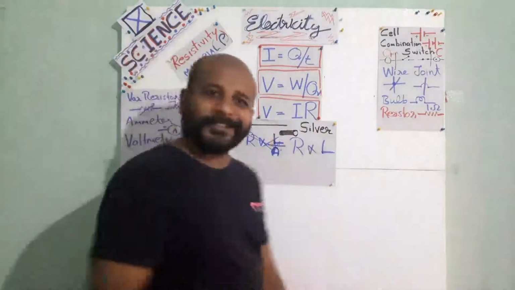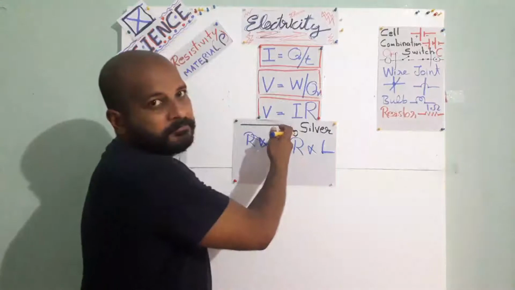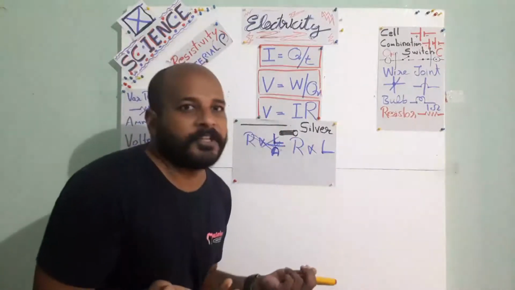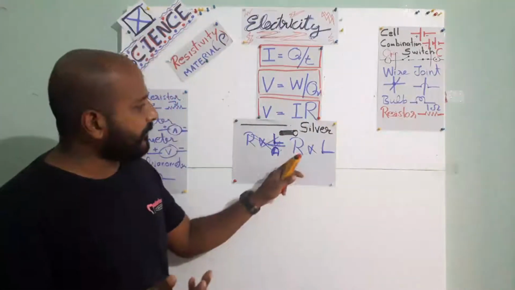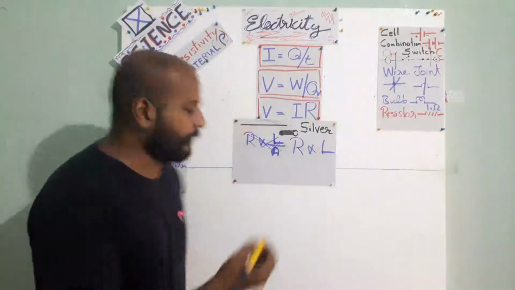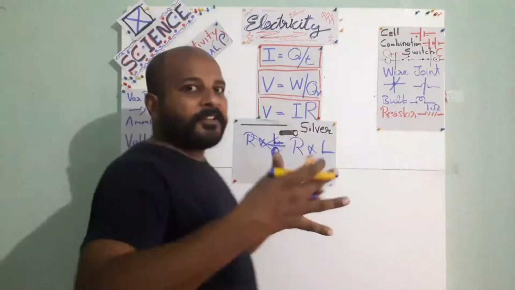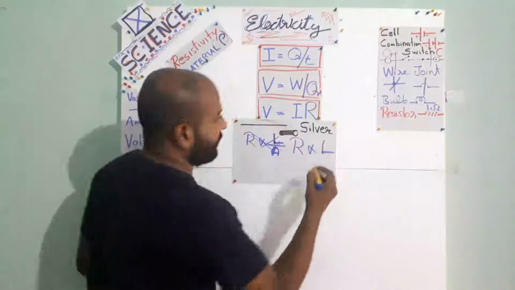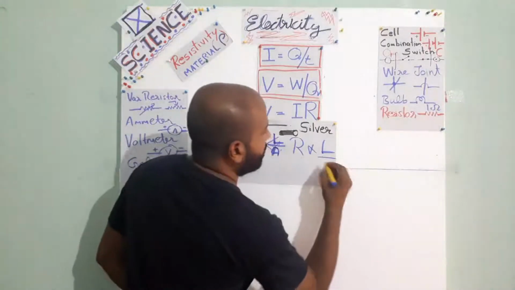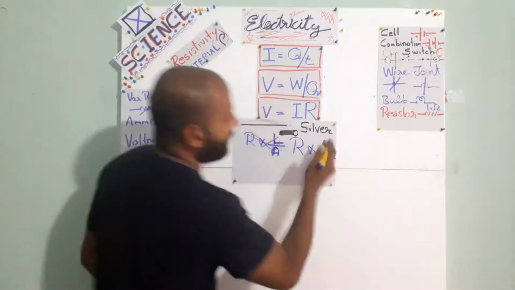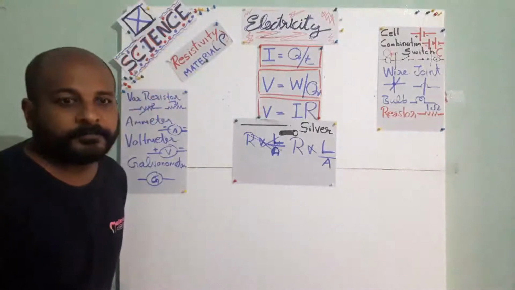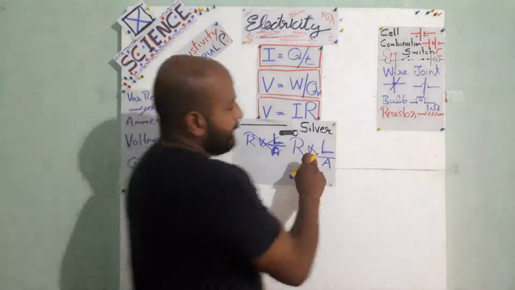First, length increased, but traffic didn't change, so resistance increased. That means resistance is directly proportional to length. And next, area increased, resistance decreased, so it is inversely proportional to area. So we got another equation. Understood?